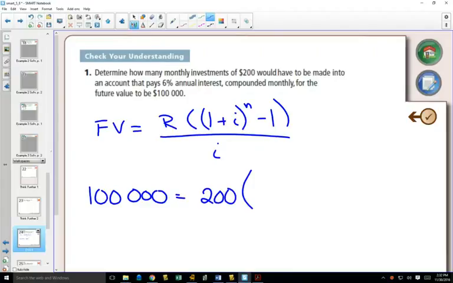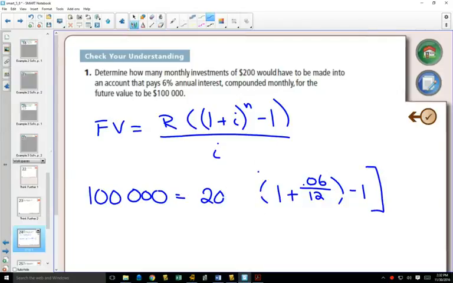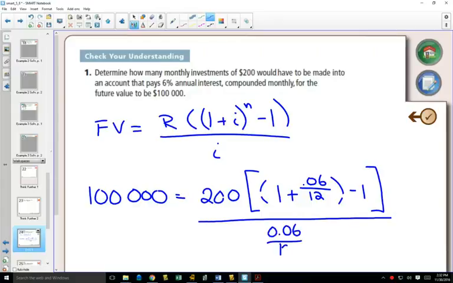Our interest rate is 6%, but remember that I was the interest rate per compounding period, so we'll change that to 0.06 divided by 12, minus 1. Maybe I'll use square brackets. All divided by I, which is again 0.06 divided by 12. And I forgot the n right here. So we're trying to solve for that value of n.